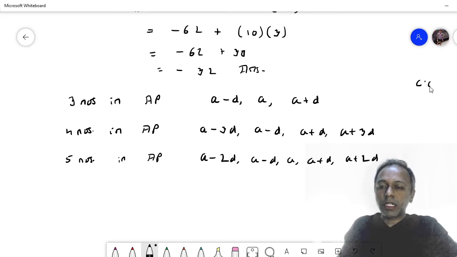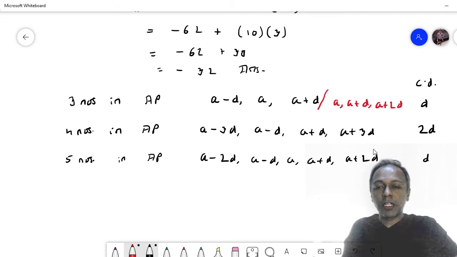Here, the common difference is D. Let us say we write CD as the common difference of D. But for 4 numbers in AP, if you are choosing this way, then the common difference is 2D. You can verify it by subtracting the first term from the second term; you will get 2D. And 5 numbers in AP again have a common difference of D. You may be curious to know why we are not using another common way of 3 numbers in AP, which is A, A plus D, and A plus 2D. That is what we did in the beginning.